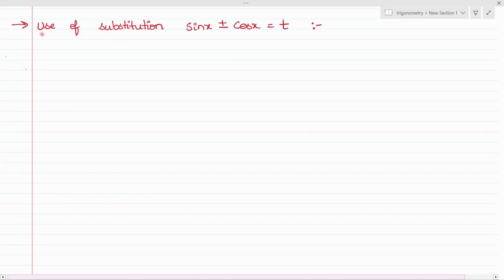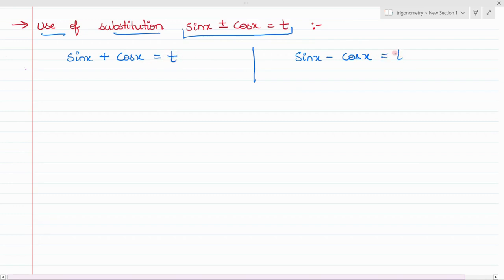Use of substitution: sin x plus or minus cos x is equal to t. So when you see any kind of question in which there is a term sin x plus cos x or sin x minus cos x, it will be easier to solve the questions when you substitute this value with t.